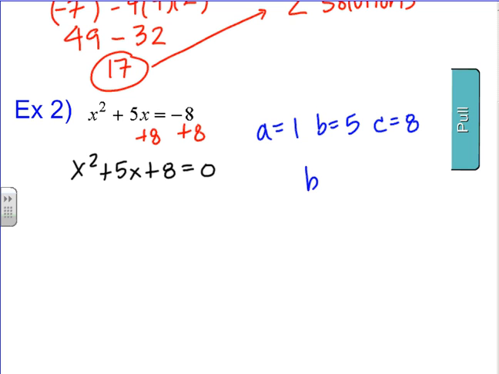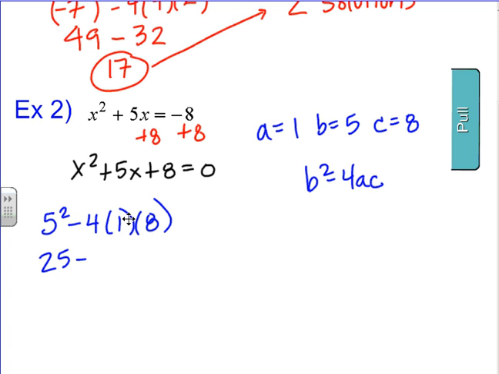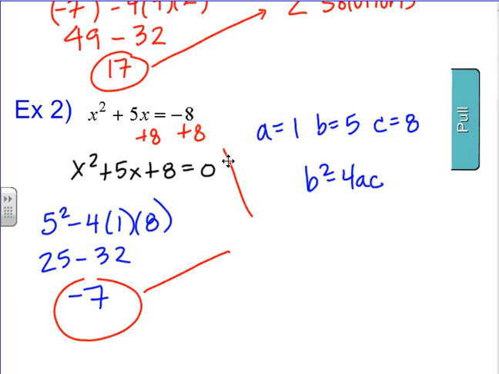Now we're going to take that and put it into our b squared minus 4ac, which is our discriminant. So that will give us 5 squared minus 4 times 1 times 8. 5 squared is 25, minus 4 times 1 is 4, times 8 is 32. We reduce this down, we'll get negative 7. Well, since we cannot take the square root of negative 7, this particular quadratic will have no real solutions. Again, this is something that is not touching the x-axis. It does not have any roots to it. Let's take a look at one more.